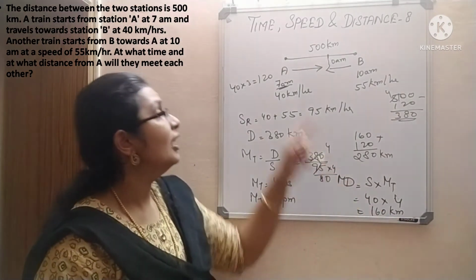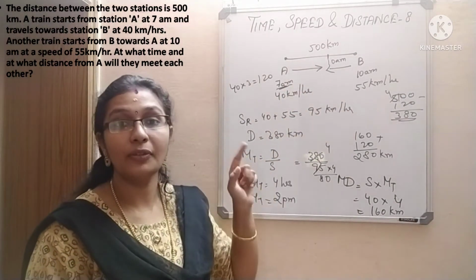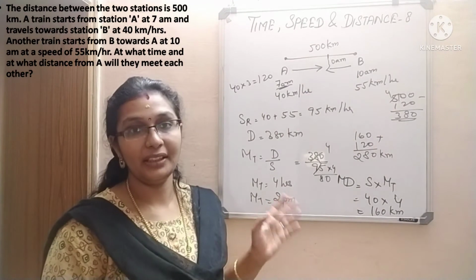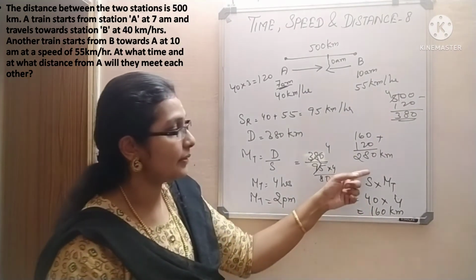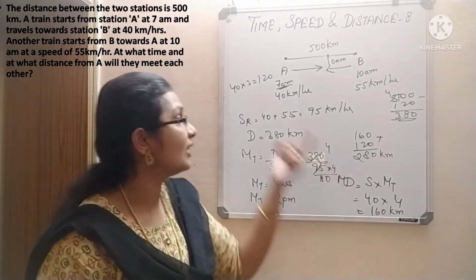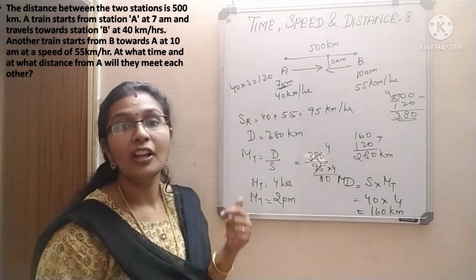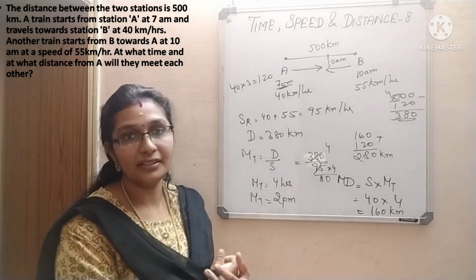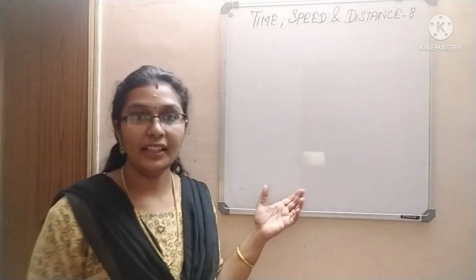Clear? But here we have changed the timing, so we have changed the distance. That distance we will have to add in order to get the correct answer. So 160 plus 120, which is 280 kilometers, is the right answer. Please don't forget to add this 120 kilometers when you are moving the timing. You should also change the distance too. Clear? Yes. See the next question.